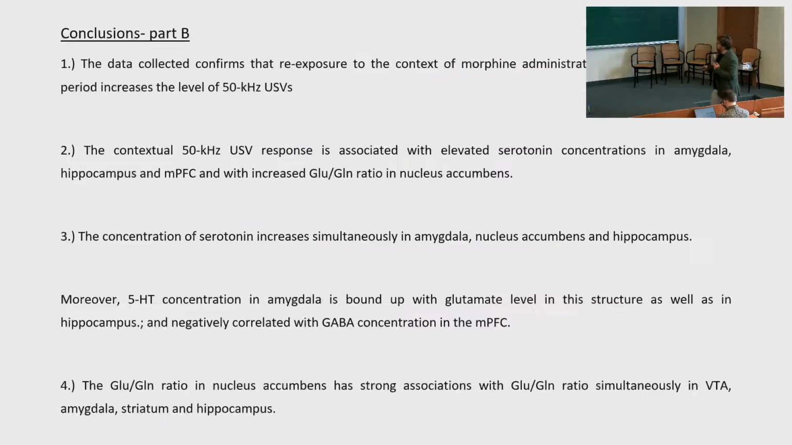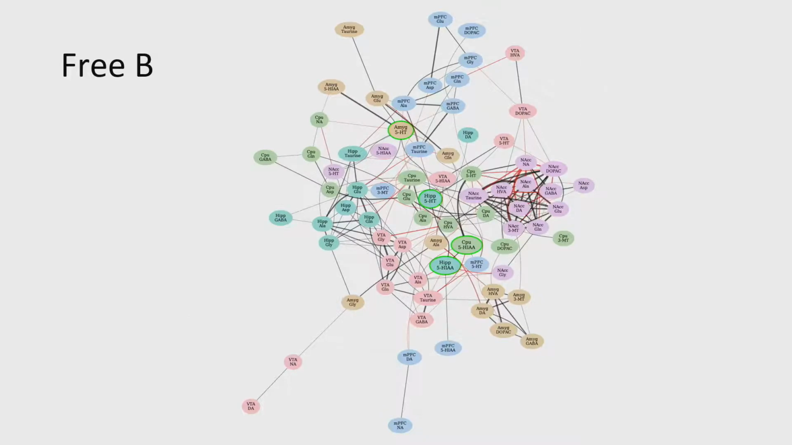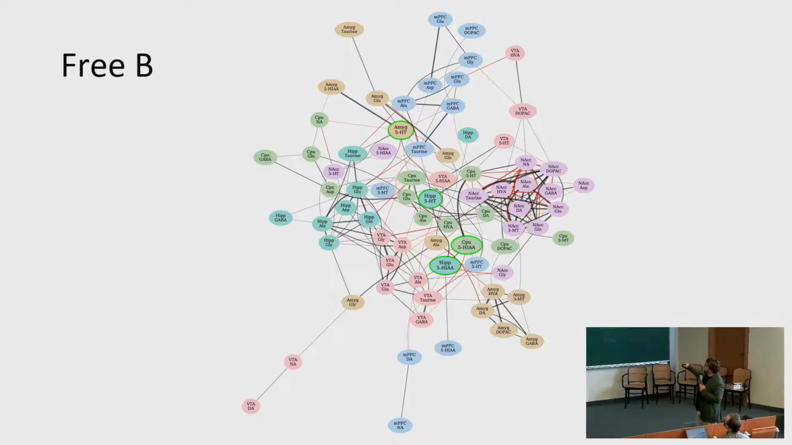So this is the second graph. We've got the correlation. Now you know how to read it, and we've got the positive correlation of the ultrasounds with the amygdala and also in the hippocampus and the CPU.